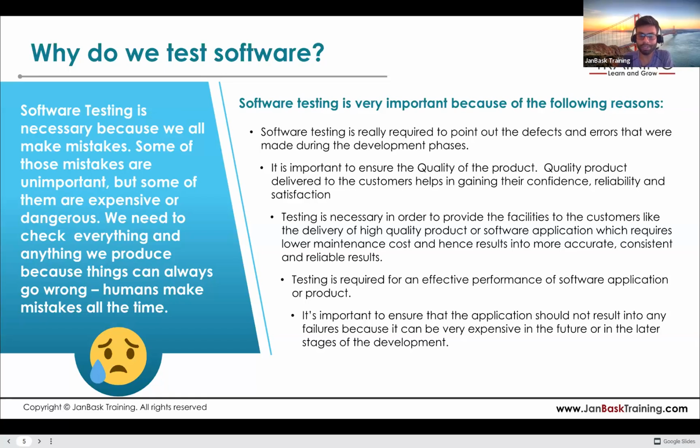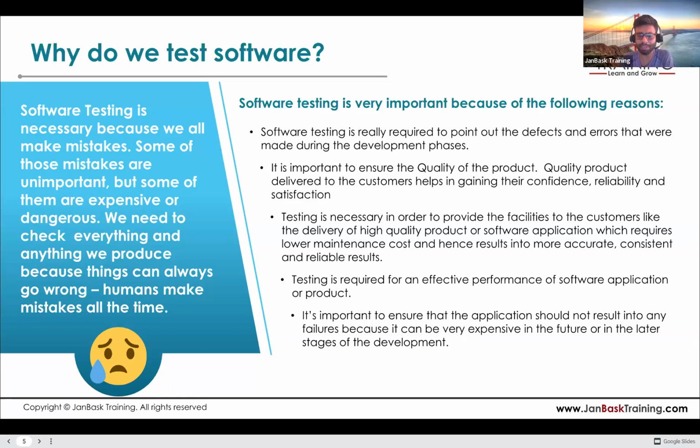Now the fourth point is that testing is required for effective performance of a software application or product. These are like synonyms. Basically, you need to understand why we need to test the software. If you understand that, then all of these are saying the same thing. Whenever you are talking about a quality product, the performance should be effective. So to ensure that the performance of the software is effective, we need to test the software and test its quality.